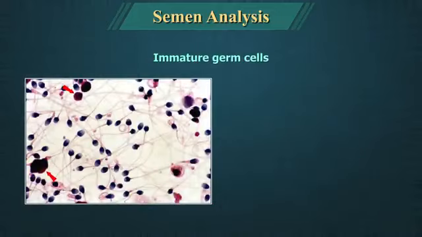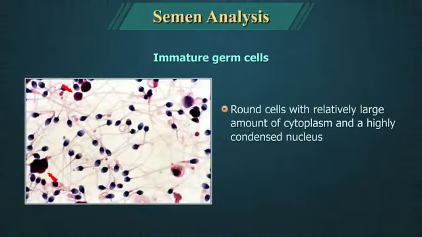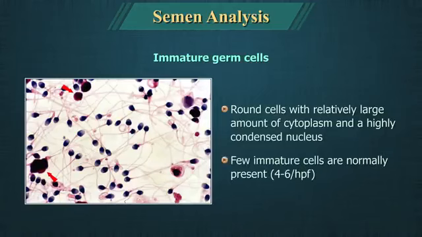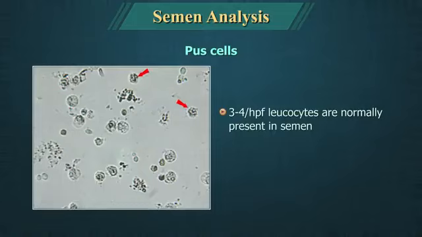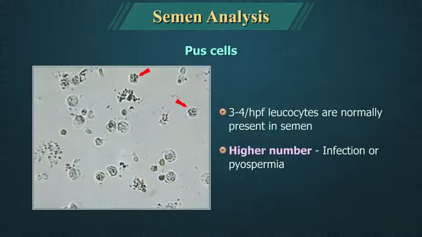Immature germ cells are round cells with relatively large amount of cytoplasm and highly condensed nucleus. A few immature cells are normally present, which is 4 to 6 per high power field. Pus cells, 3 to 4 per high power field. Leukocytes are normally present in semen. A higher number denotes infection or pyospermia.